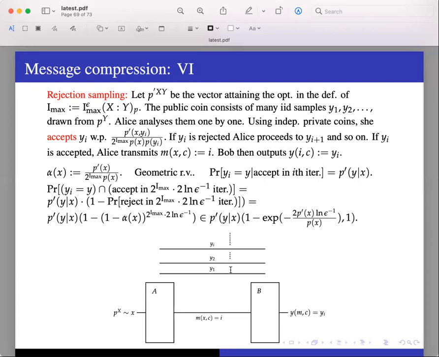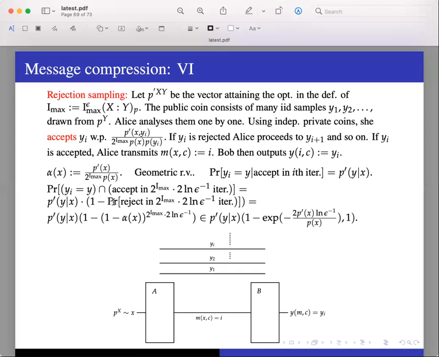This is the first place where I'll put a bound on the number of samples in the public channel. The number of iterations that Alice is going to work with is upper bounded by this quantity, 2 to the I max times something slightly larger, which is 2 ln 1 over epsilon. It has to be 2 to the I max, because even to get one head, the expected number of coin tosses for the geometric random variable is 2 to the I max. Remember, alpha x is very close to 2 to the I max. So this is believable, and it's a little bit more because I want the error probability to be epsilon. If I want a smaller epsilon, this factor only increases.